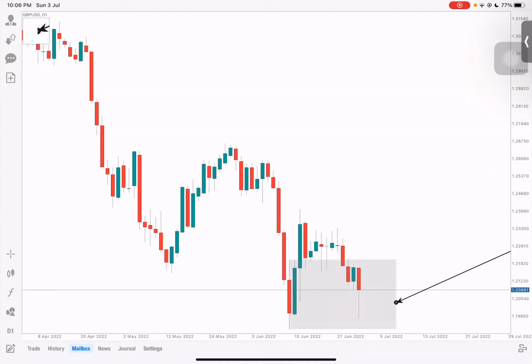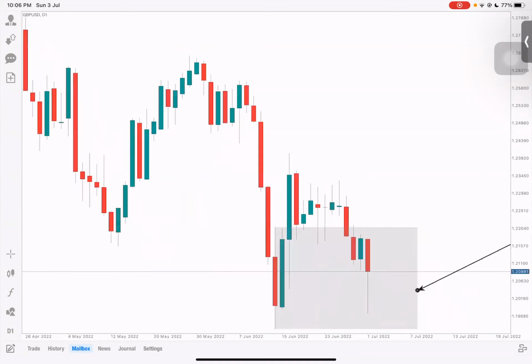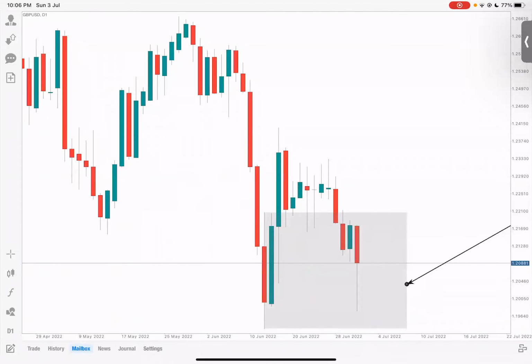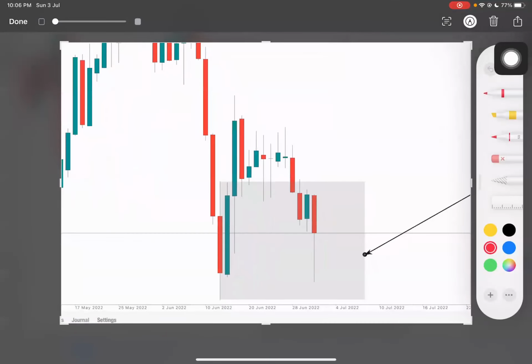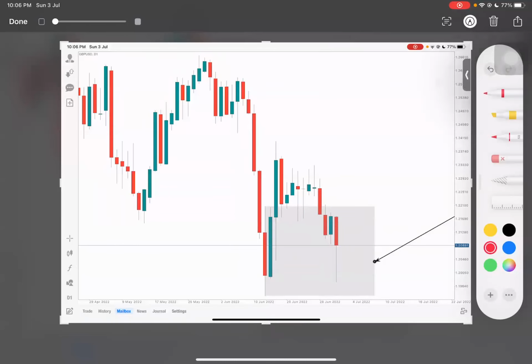So the scenario is: if price really wants to go down, what does price need to do? In trading, usually I do a scenario for you to understand. If price really wants to go down, price really needs to break this zone. This is the biggest roadblock. Price needs to go down and break your zone, then pull back.